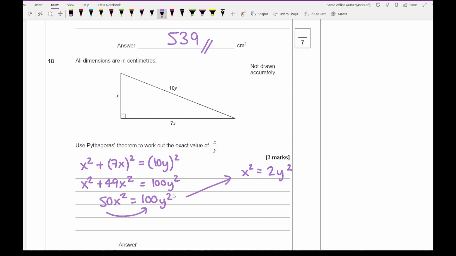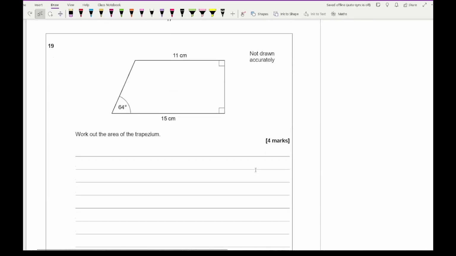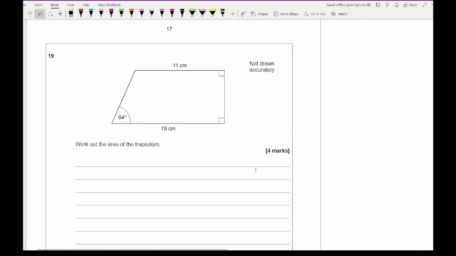Then if I take the y over the other side, I get x squared over y squared equals 2. Now I want to work out what x over y is, so if I square root both sides, I get x over y equals root 2. And moving on to question 19, it says work out the area of the trapezium.